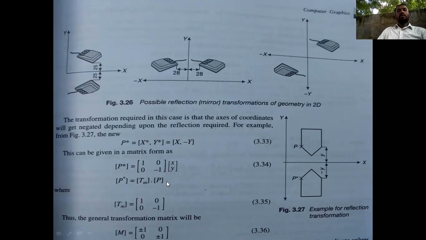This one we can also call as I maybe. So P dash equal this total transformation matrix only, giving x dash, y dash only. So that's why we are writing TM into P1. So TM equal transformation matrix equal 1 comma 0, 0 comma minus 1. It is the main one here. So the general transformation matrix will be M equal plus or minus 1 comma 0, 0 comma plus or minus 1, or plus or minus 1 comma 0, 0 comma plus or minus 1. So it is the reflection one.